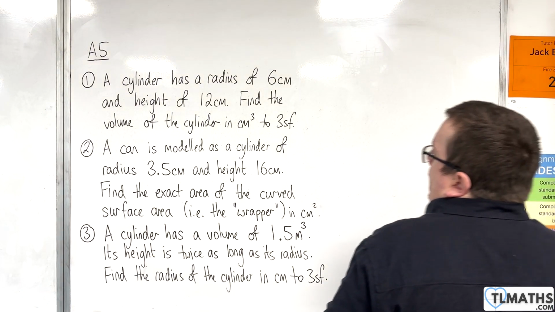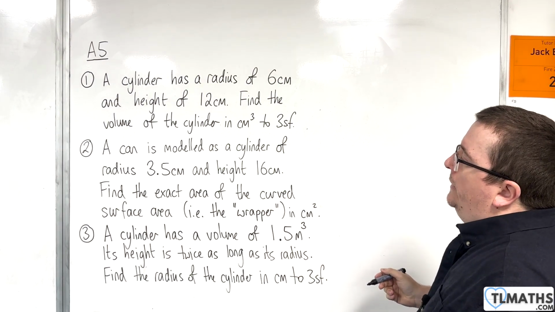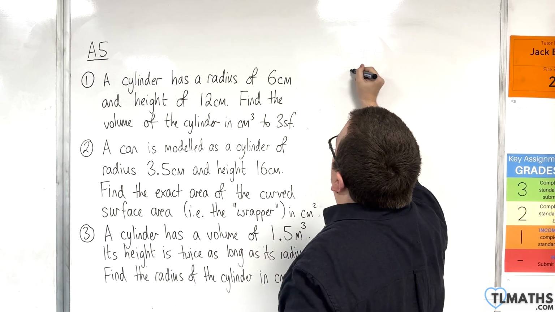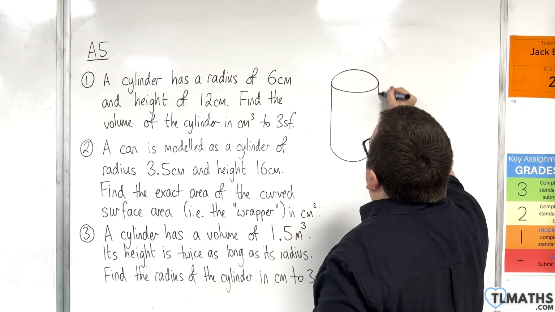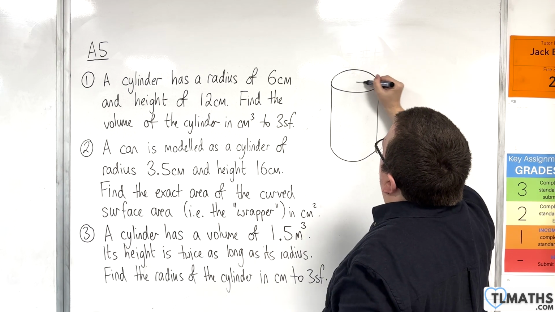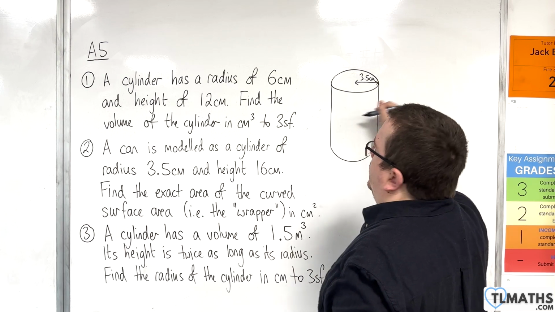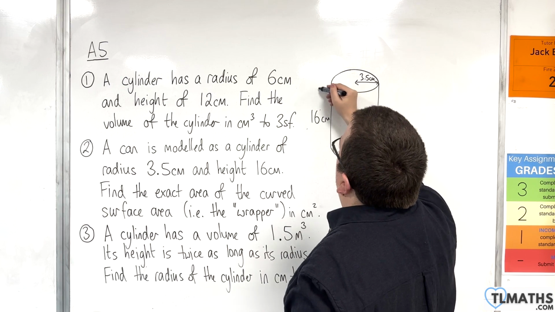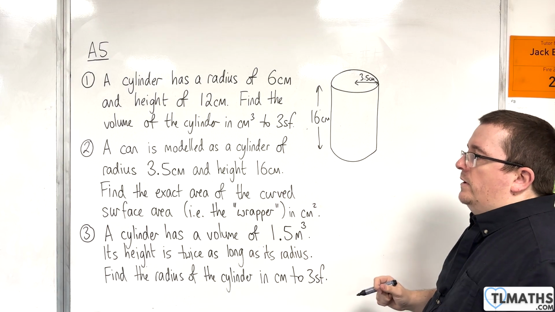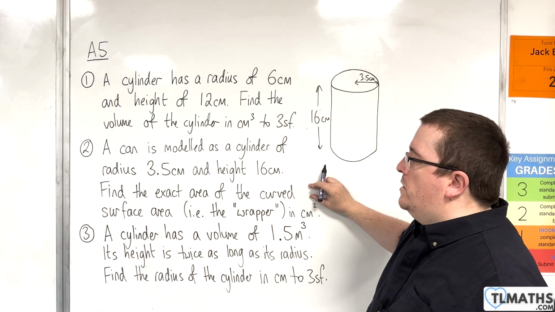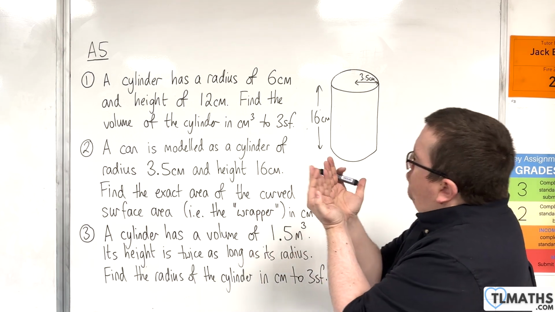Okay, number 2. A can is modelled as a cylinder of radius 3.5 centimetres and height 16 centimetres. Right, let's draw another diagram. So we've got a can, and this length is its radius, which is 3.5 centimetres, and we've got a height of 16 centimetres. Find the exact area of the curved surface area, i.e. the wrapper. So think of like a wrapper being wrapped around the edge.